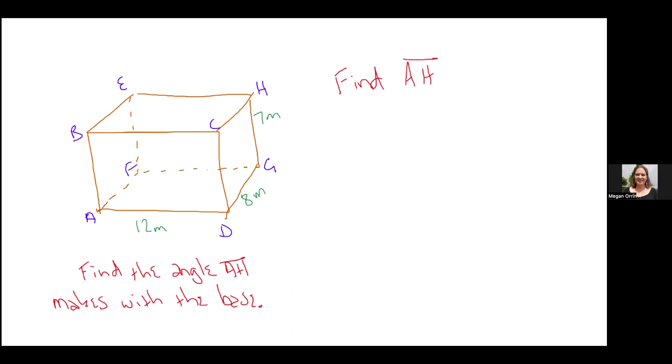Why did you put a line over here? Because that means the line, right? That's just the notation for it. I'm asking you to find line AH.